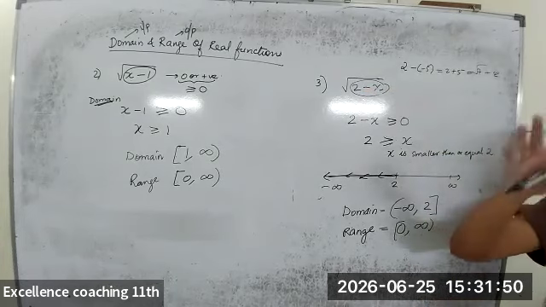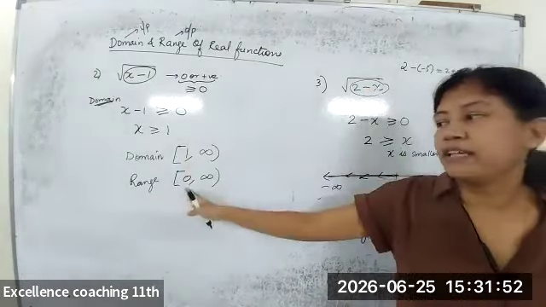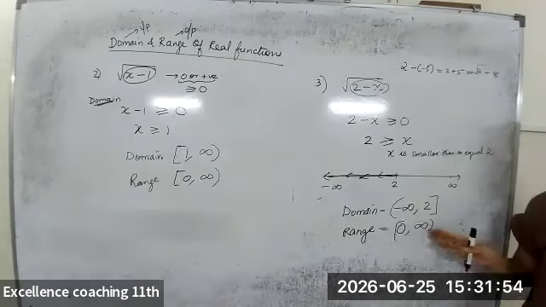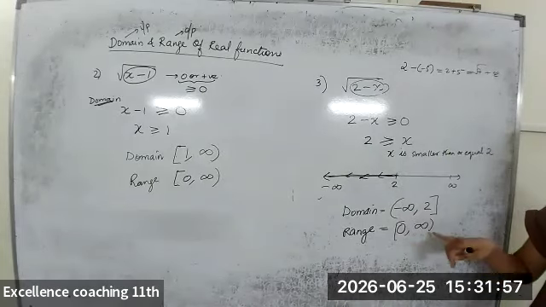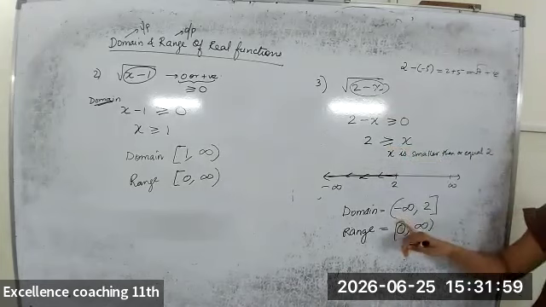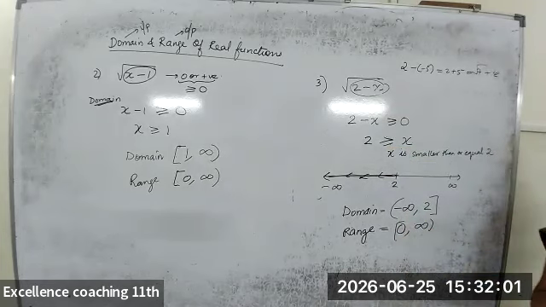So if you don't want to break your head on that, remember for root, ranges will always start from 0 for these problems and go till infinity. If there is an equal to sign, just put square. No equal to sign, then put round.